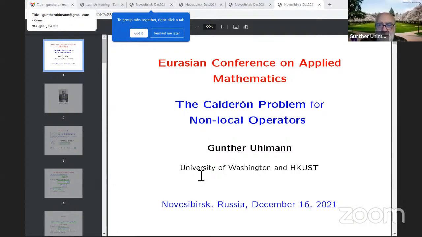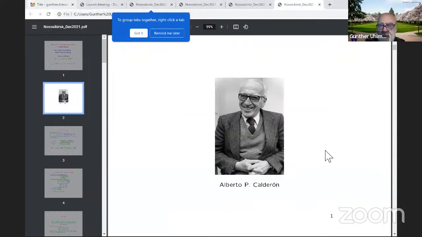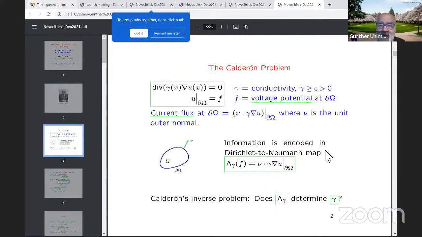Since I have only 30 minutes, I chose a topic that I can explain a little bit in that time. This is the Calderón problem for non-local operators, a particular fractional Laplacian. This is Calderón, a very nice picture, a famous analyst of the 20th century. And the problem that he proposed is the following.